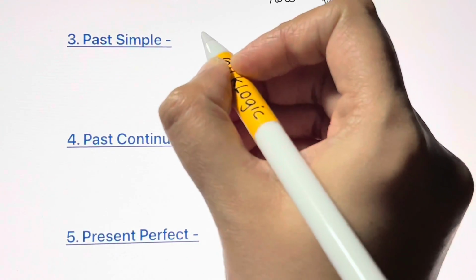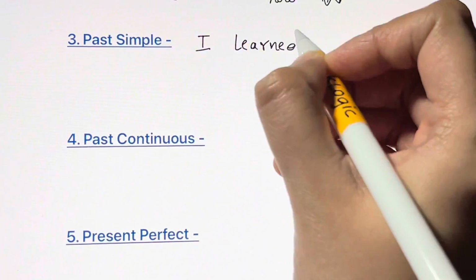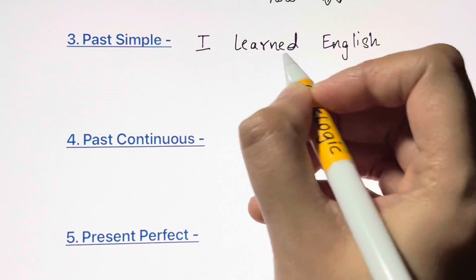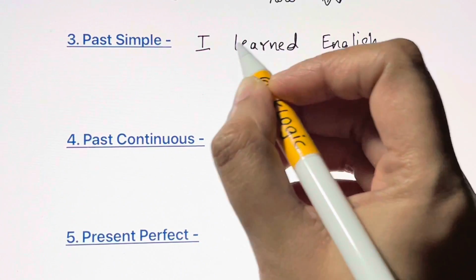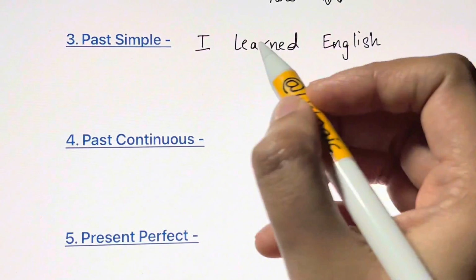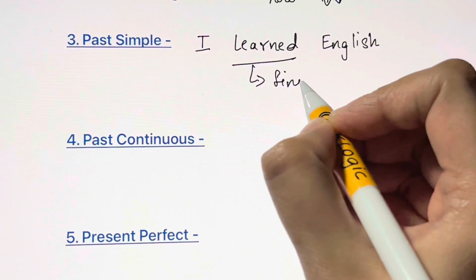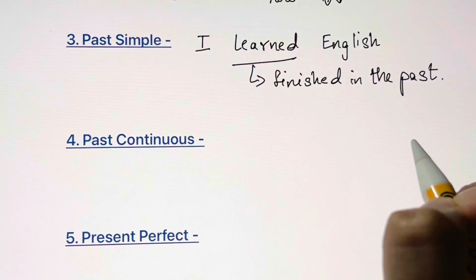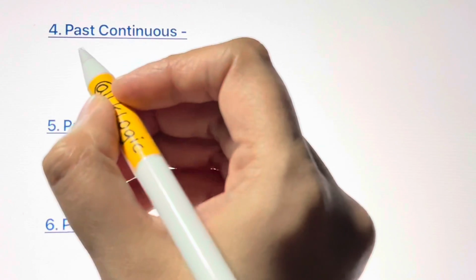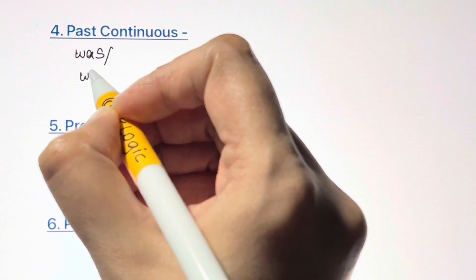Past simple. In past simple, you'll be writing I learned English. The past form of the verb is learned. So I learned English, because you're talking about past simple, means I learned in the past. The action is finished in the past. Easy? Alright. For the past continuous, whenever you're talking about past tense, we use was or were.